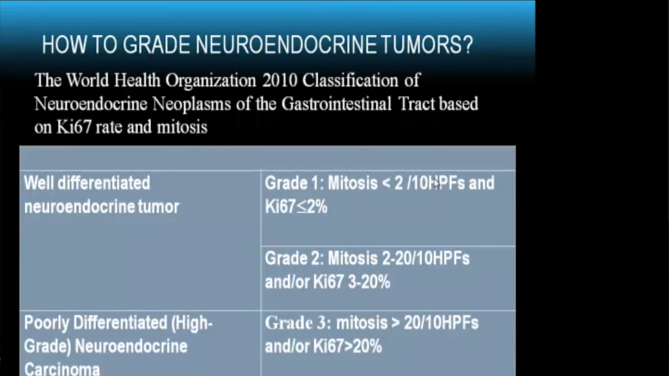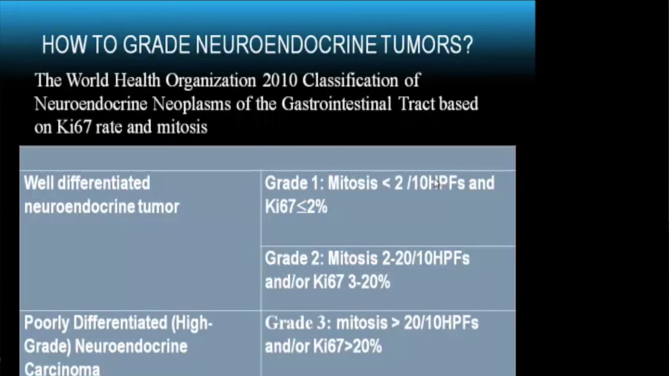So how do we grade neuroendocrine tumors? We are using the WHO grading system. In digestive neuroendocrine tumors, WHO classifies the tumors into 3 grades: grade 1, 2, and 3. Grade 1 tumors have a mitotic rate of less than 2 per 10 high power fields, and Ki-67 equal to or less than 2%. Grade 2 tumors have mitosis ranging from 2 to 20, and Ki-67 from 3 to 20%. Grade 3 has mitosis more than 20, and Ki-67 more than 20%.